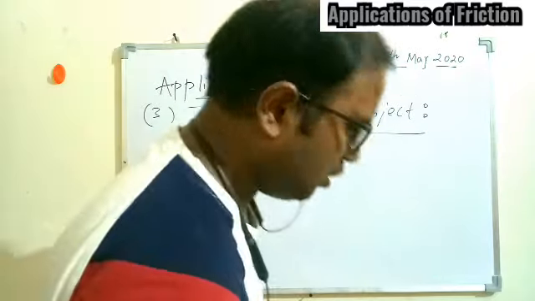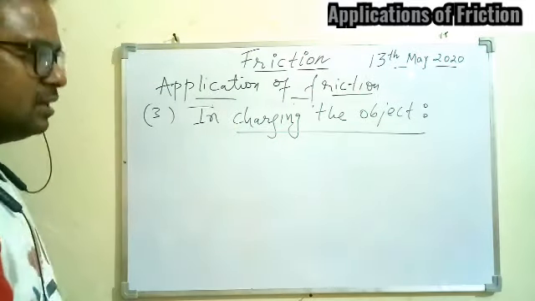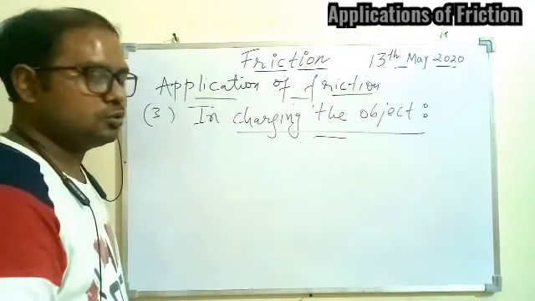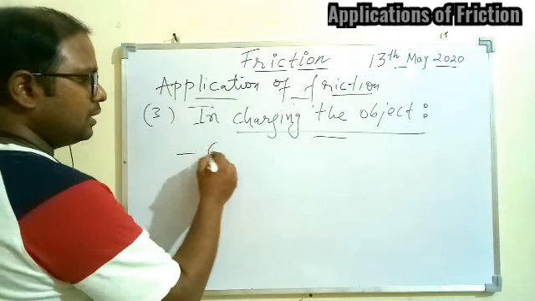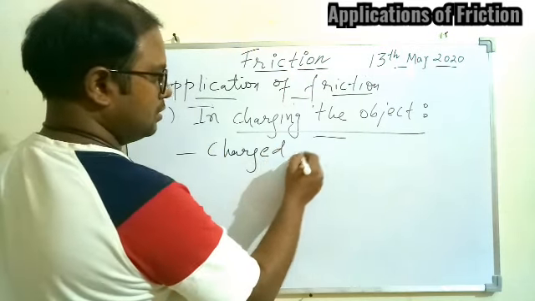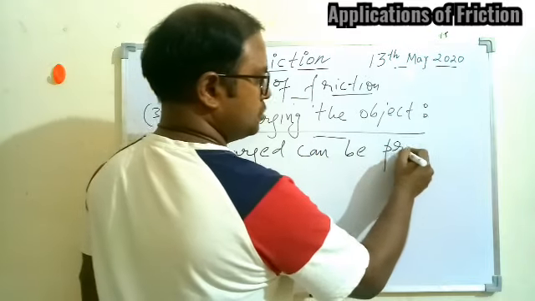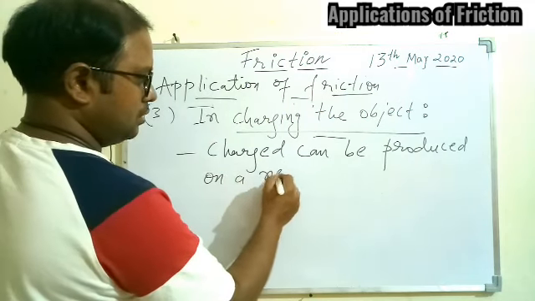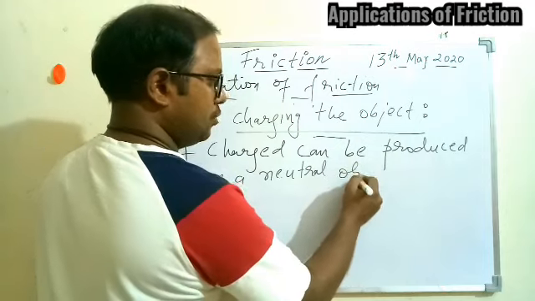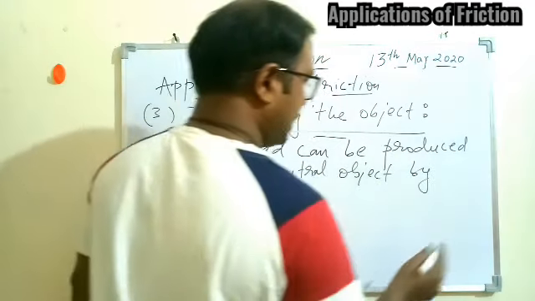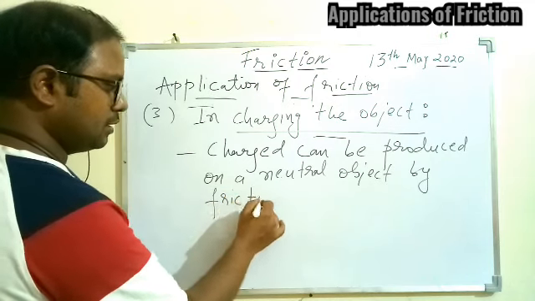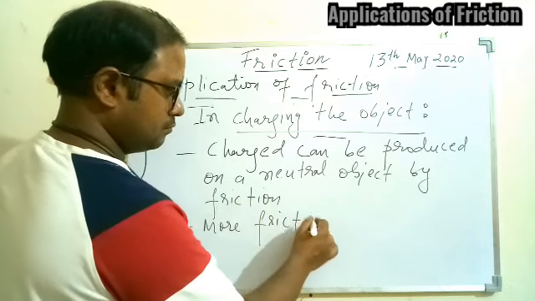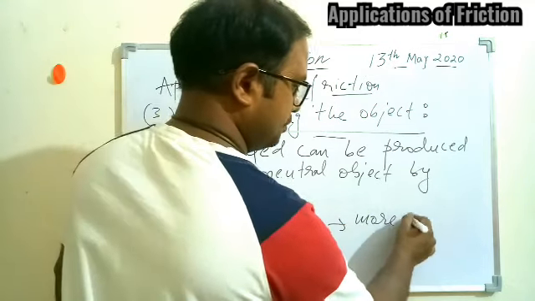So we can say overall, for charging we should have the friction between the two objects. So simply we can write down that charge can be produced on a neutral object by friction. Okay, so more friction, more charge.